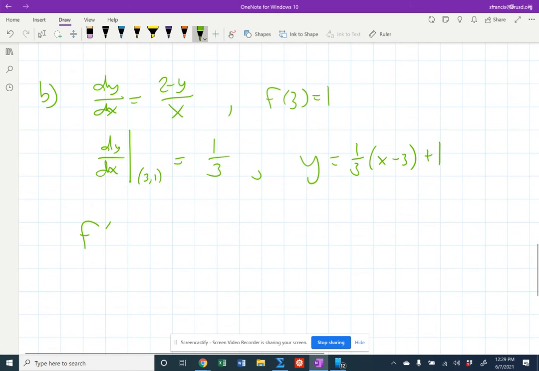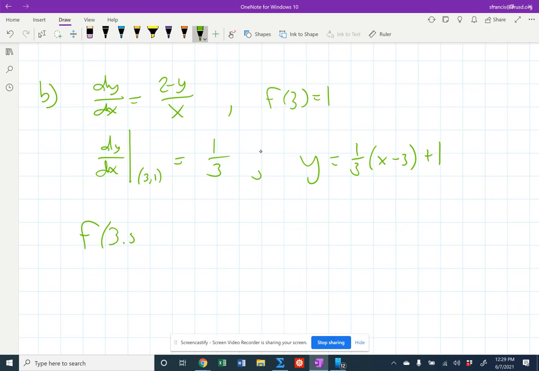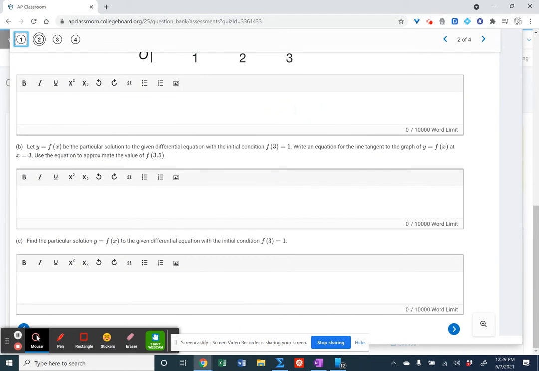And so f of, was it 3.5? You guys probably have this better remembered than me, is approximately 1/3, 3.5 minus 3 plus 1. You really could stop there, but let's see, that's half, that's a sixth, and one is 7/6. That's pretty straightforward there. Part C, find the particular solution.